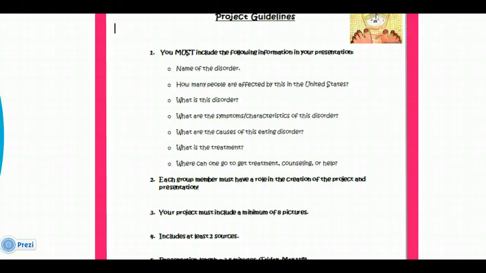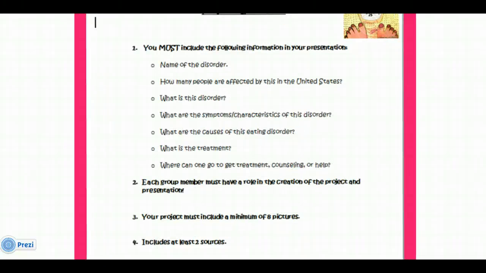Here's a list of some of the project guidelines that they were expected to include. So they needed to explain what the disorder was, how many people are affected by the disorder, some of the symptoms and characteristics of the disorder, the causes, treatment, and then other treatment options for individuals struggling with an eating disorder. Also, they were to include 8 pictures and then had to have at least 2 sources.